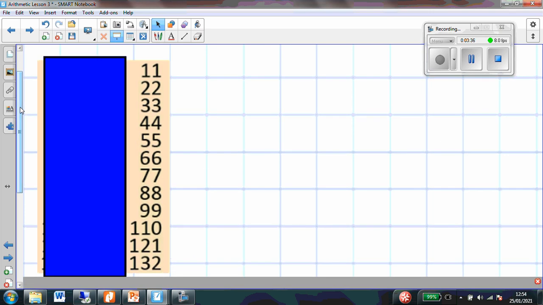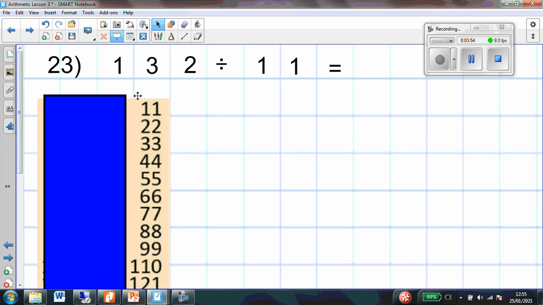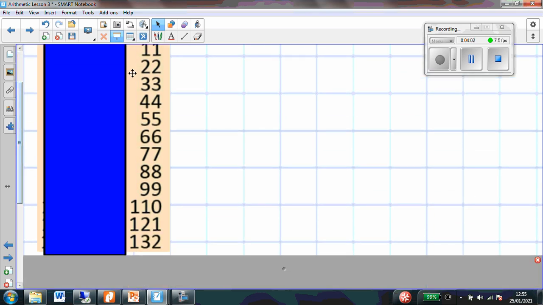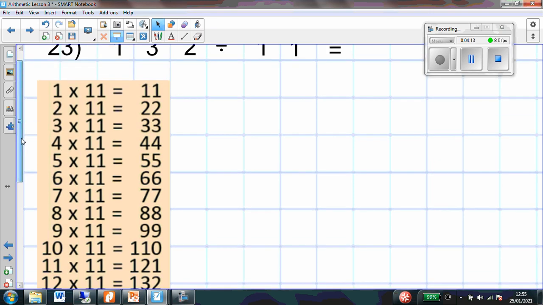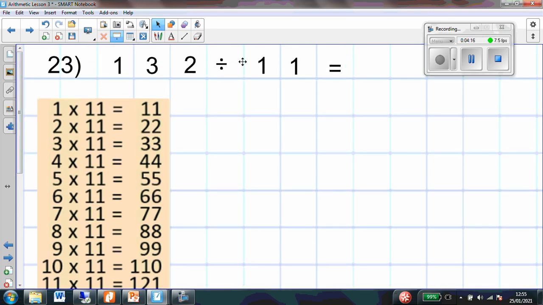Now, I want 132 divided by 11. So I need to see how many 11s are in 132. Okay, let's count them. 1, 2, 3, 4, 5, 6, 7, 8, 9, 10, 11, 12. There are 12 11s in 132. So 132 divided by 11 equals 12. Now I only needed to write down the multiples of 11, but if you wanted to help you, you could have written the times tables as well. And here we can see that 12 times 11 is 132. So 132 divided by 11 must be 12.